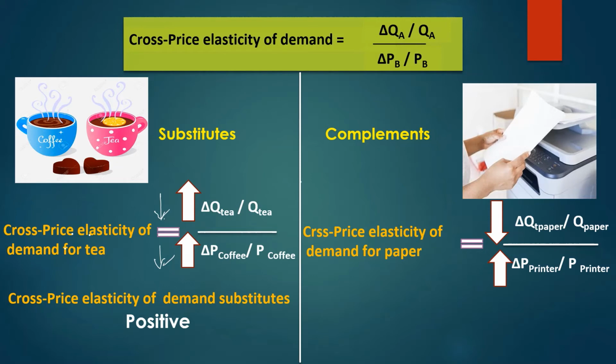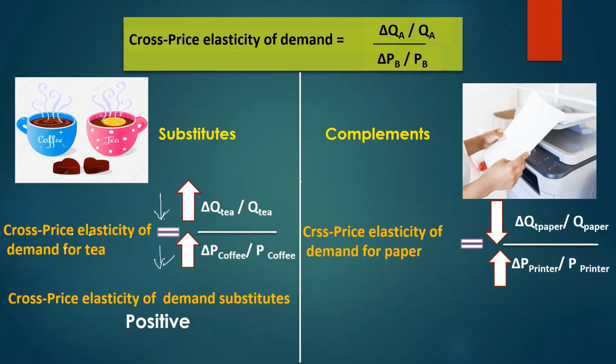So you can see that because of the increase in the price of the printer, the quantity demanded for paper is going to decrease, because at higher prices, people will purchase fewer printers. So when there is less purchase, of course, the quantity demanded for paper is also going to decrease.